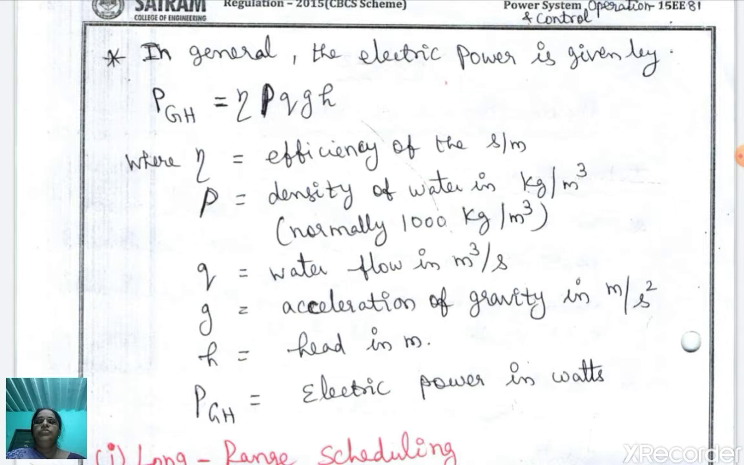P_GH equal to eta ρ Q g H, where eta is the efficiency of the system, ρ is the density of water in kg per meter cubed. Normally, the density equals 1000 kg per meter cubed. Q is the water flow in meter cubed per second. g is the acceleration of gravity in meter per second squared. H is the head in meters. P_GH is the electric power in watts.